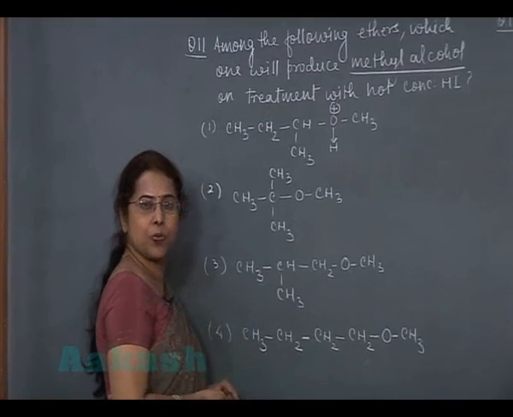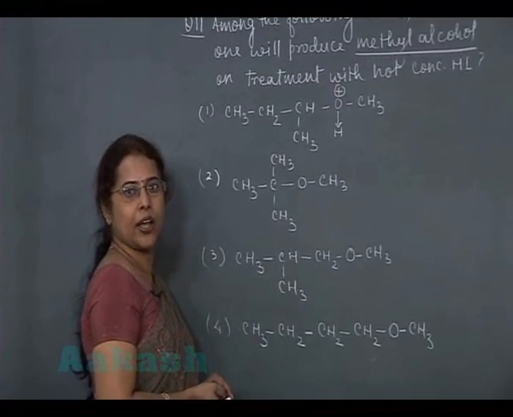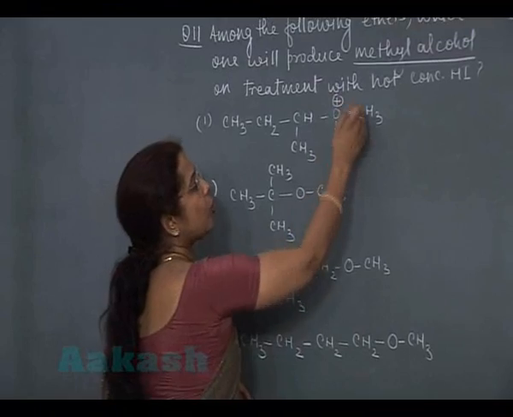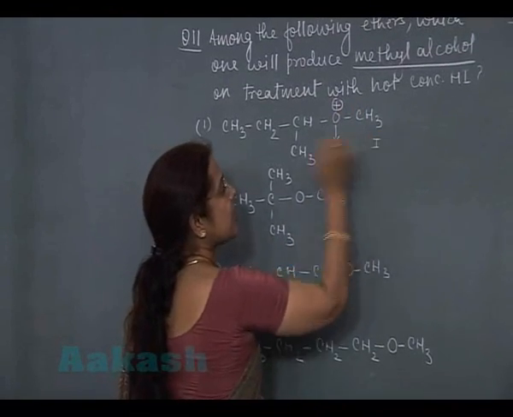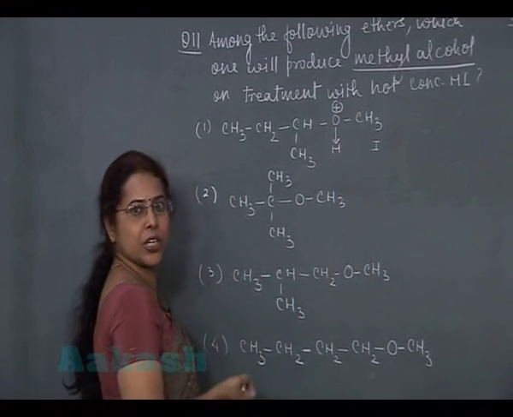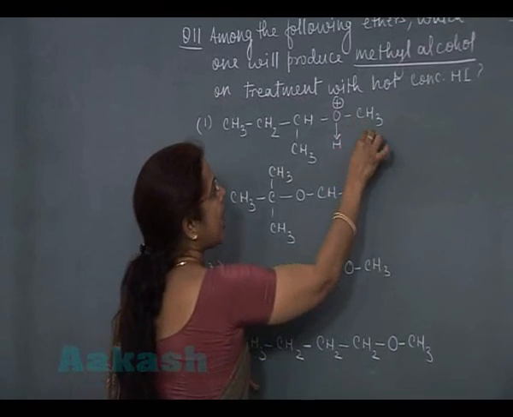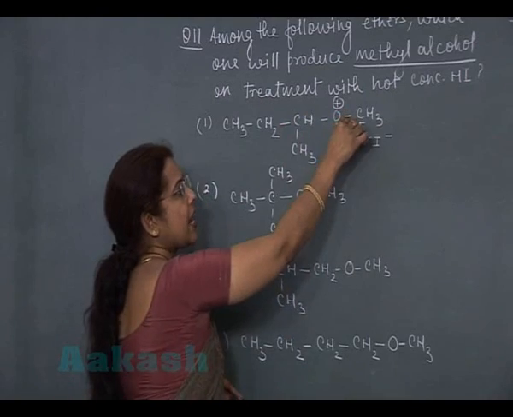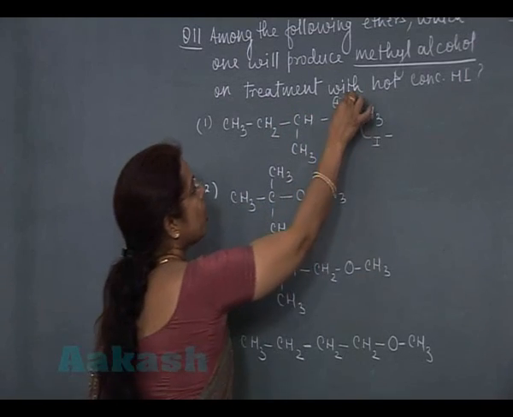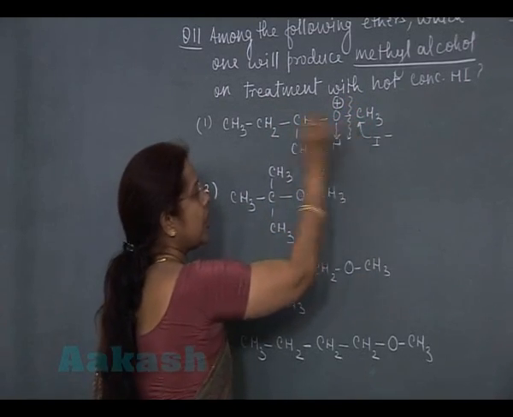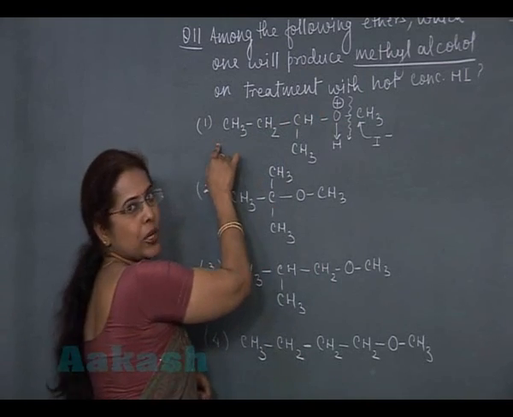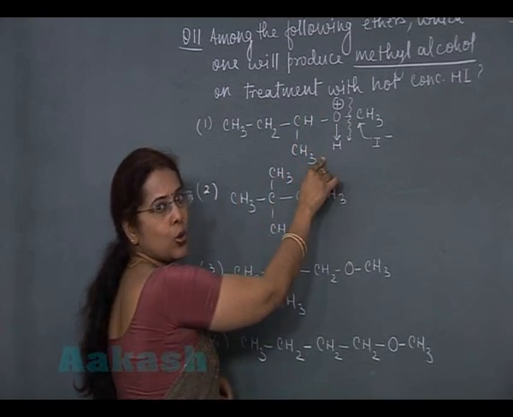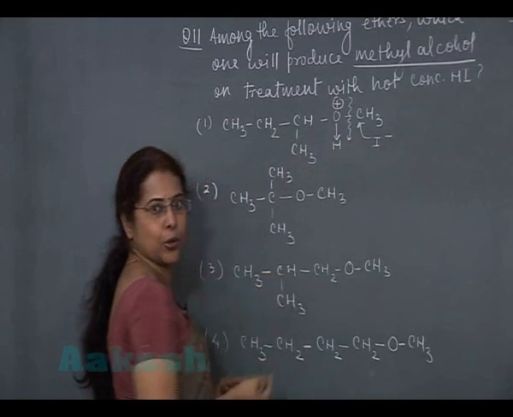Now the second step is the attack of iodide ion. Iodide ion will always attack from the side where steric hindrance is minimum. So this carbon atom has the least steric hindrance. Iodide will attack at this carbon atom, and bond cleavage will take place from here. One of the products will be isobutyl alcohol, and this is methyl iodide.